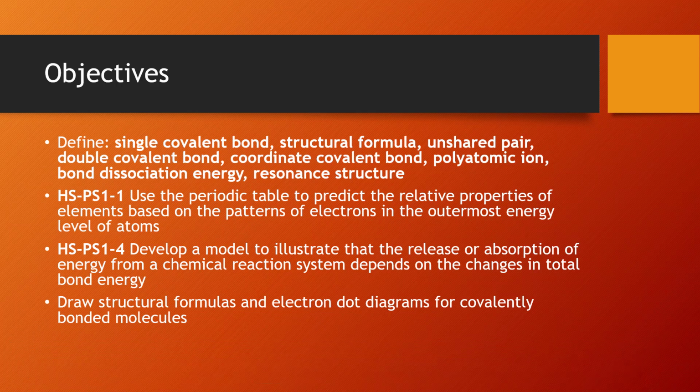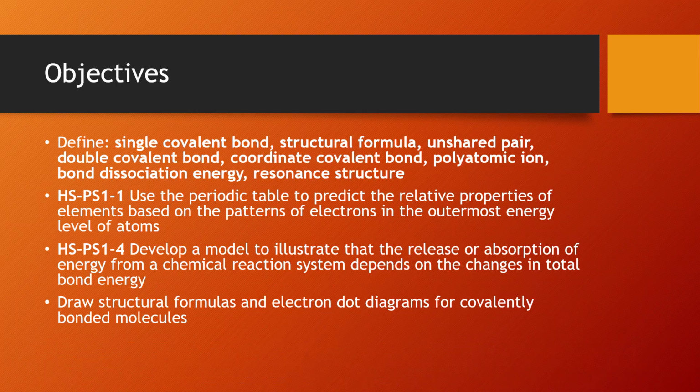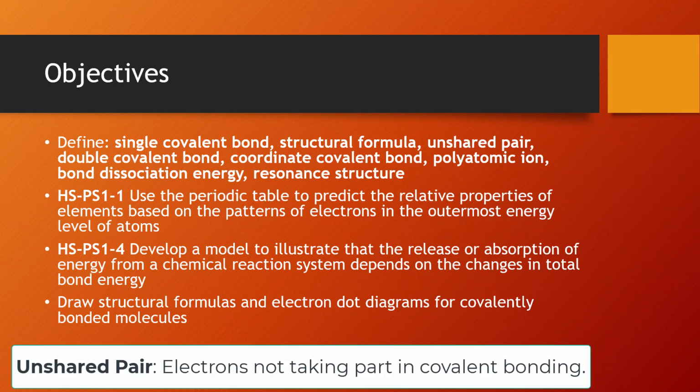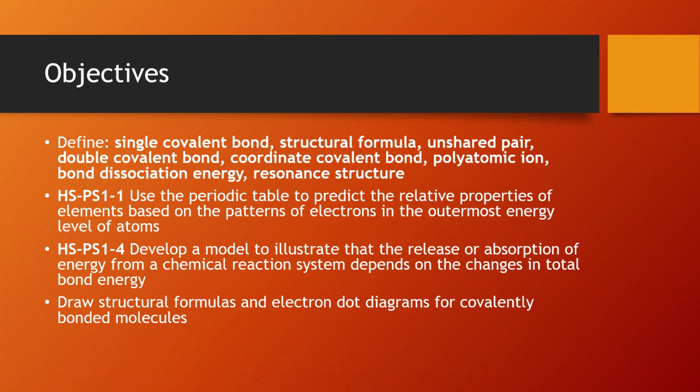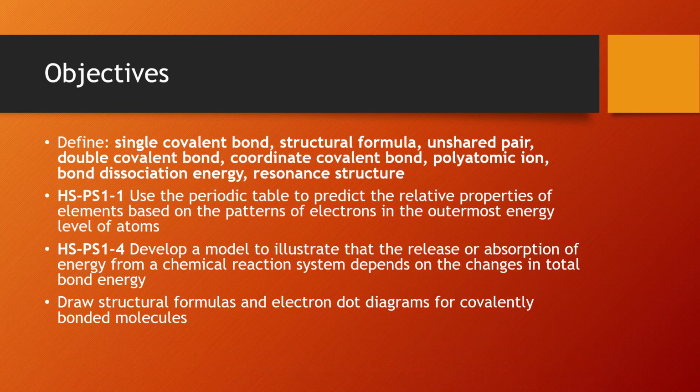of electrons. Structural formula. This is a representation of the covalent bonds as dashes between atoms. Unshared pair. This is when you have a pair of valence electrons that are not part of a covalent bond. Double covalent bond. This is very much what it sounds like. It's two bonds together, so 4 electrons being shared between two atoms.